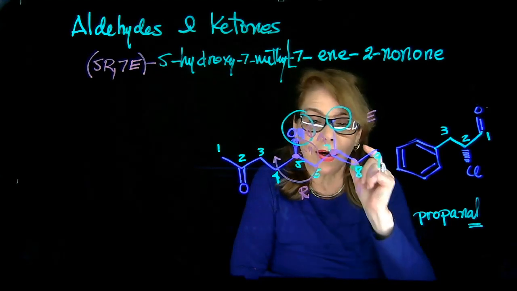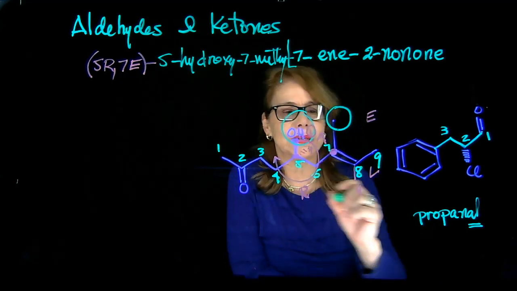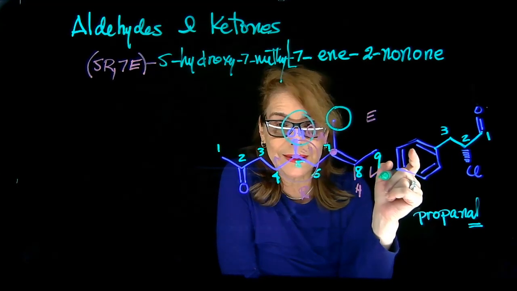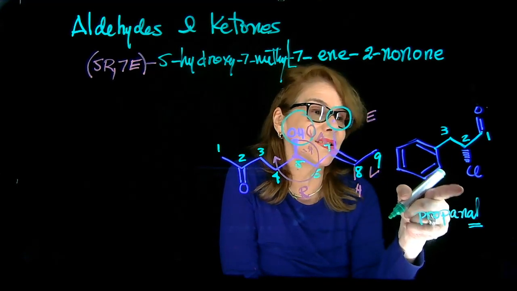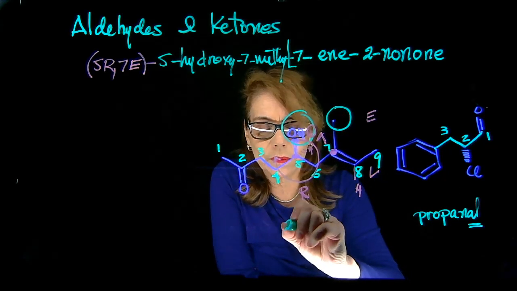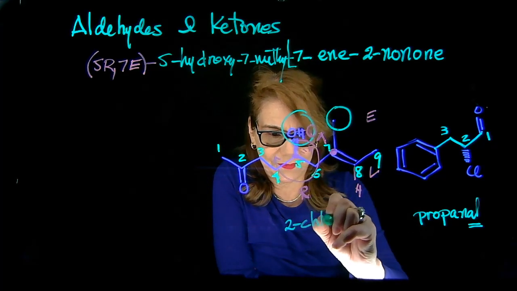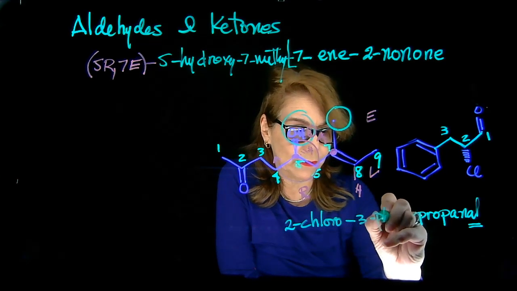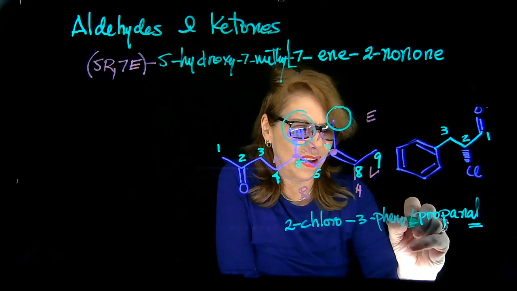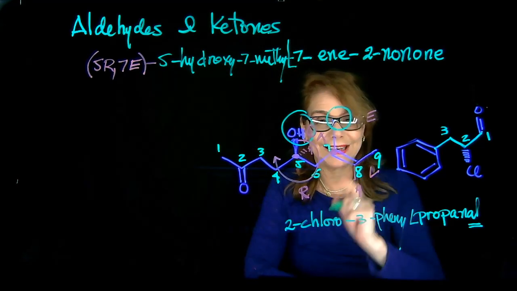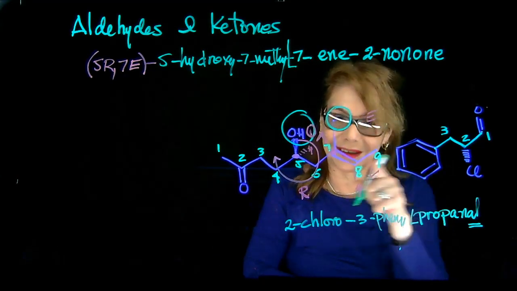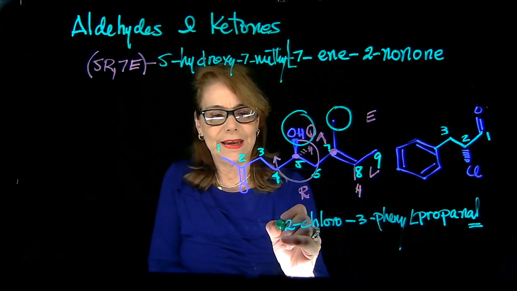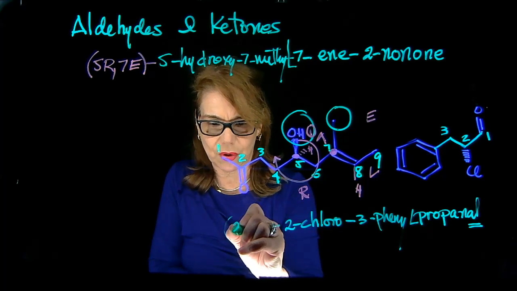right? And in carbon 3, we have 2 substituents. One substituent is phenyl and the other is chloro. So by listing alphabetically, chloro goes first. So I need to say 2-chloro, and then 3-phenyl propanal. And I'm not done yet because there is a chiral center. So I need to assign the configuration, and this is carbon 2.